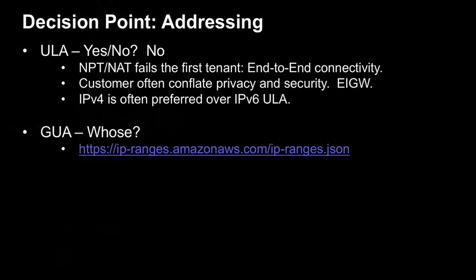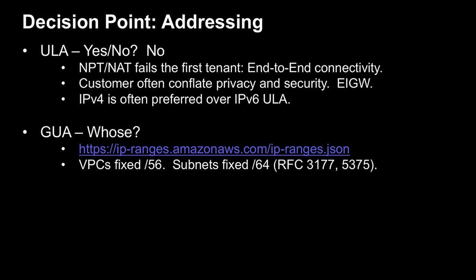So now we're at globally unique addresses, and the question is, whose addresses do we use? Well, we use our own. You can go to this URL. This IP ranges JSON file is a list of all the addresses that Amazon is advertising. We have /24s and /25s from all the major registrars, and those addresses are what we allocate to our customers inside of their VPC.